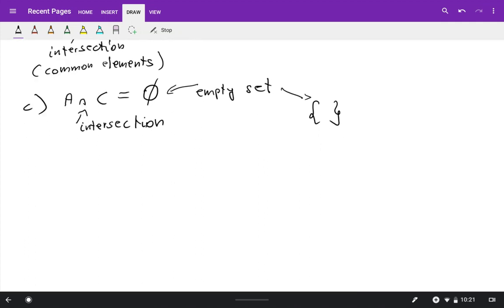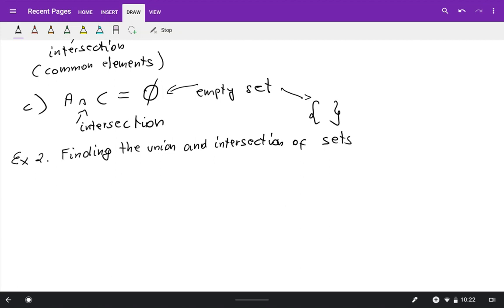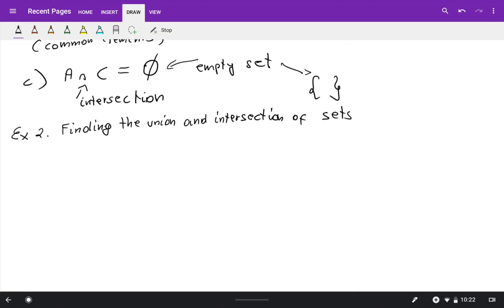Okay, let's do example 2. So hopefully you feel comfortable with union and intersection. Now we're going to talk about finding the union and intersection of sets. This is a little different problem because now we're going to talk about inequalities.